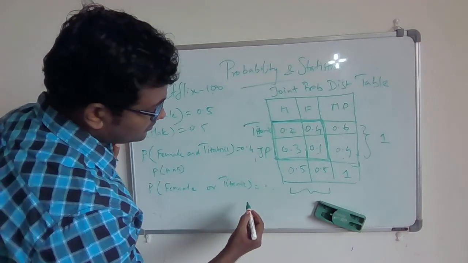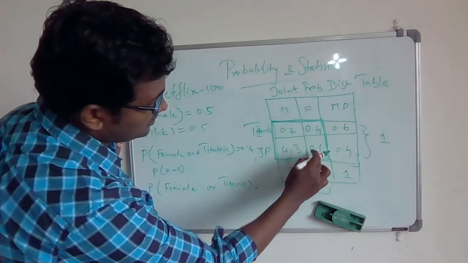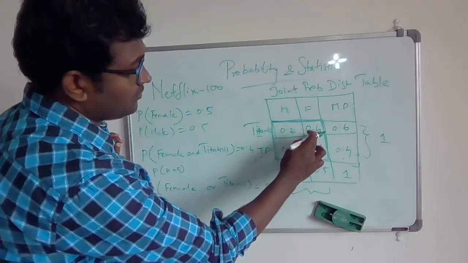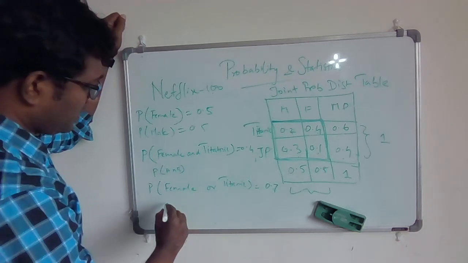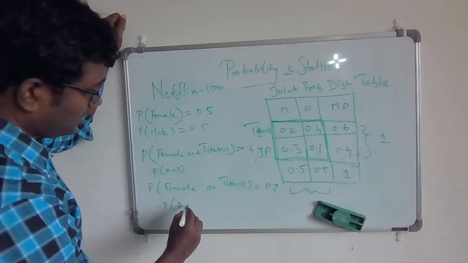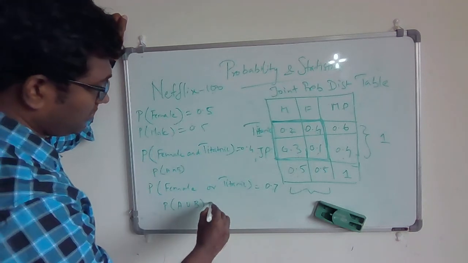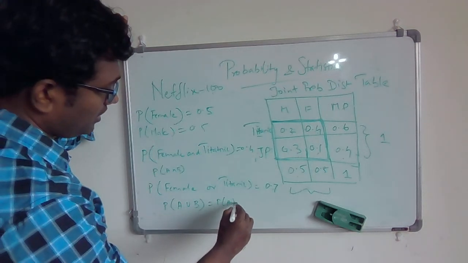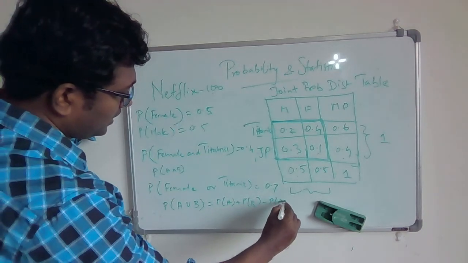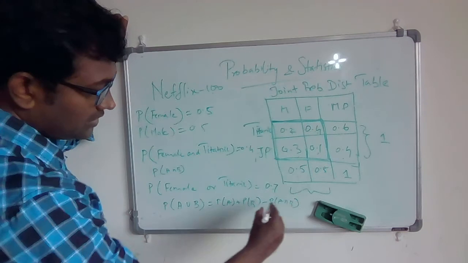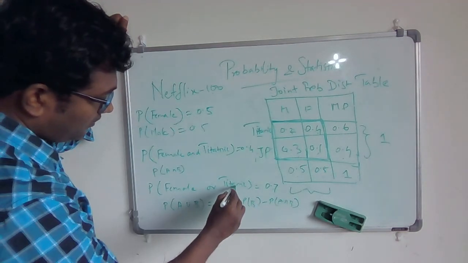So it is like 0.7, right? 4, 5, 6, 7. If you go by the formula, this is A union B, A or B. A union B is equal to probability of A plus probability of B minus probability of A intersection B. You can check this formula also. What is A? Probability of female. What is B? Probability of Titanic.